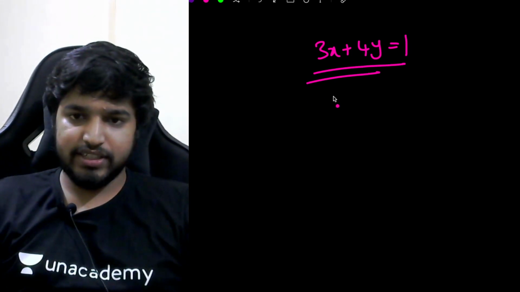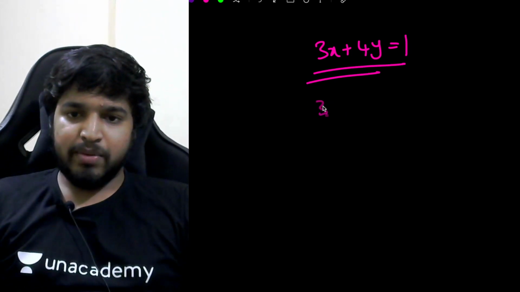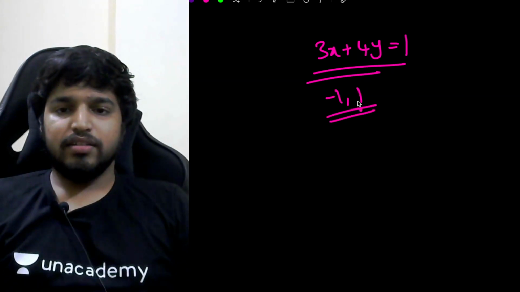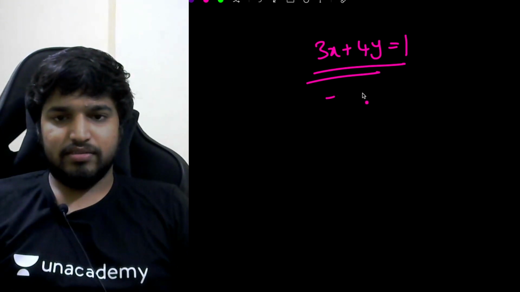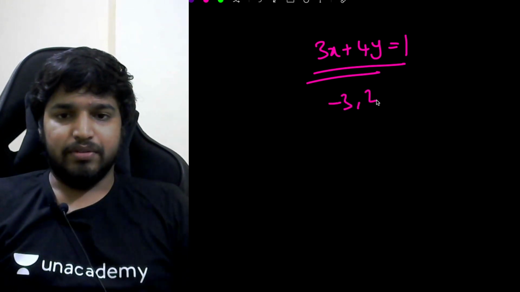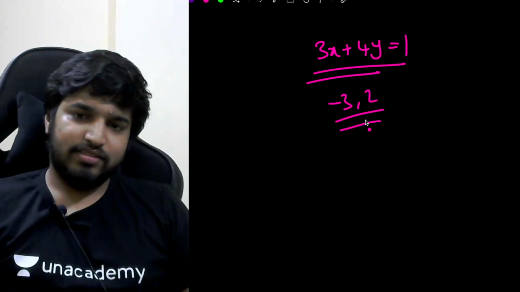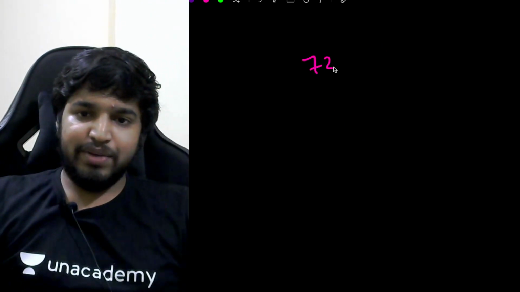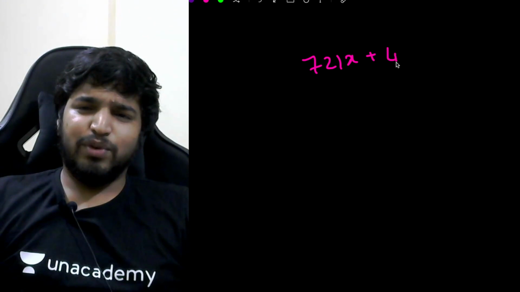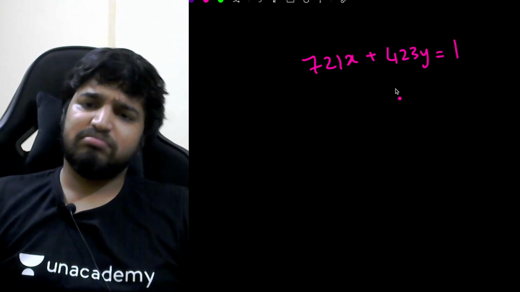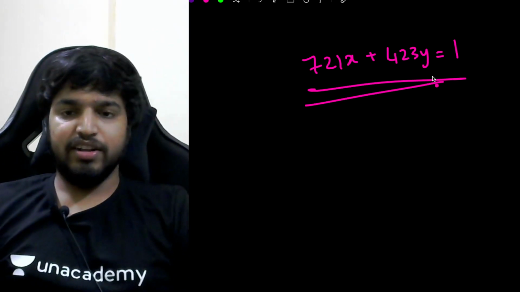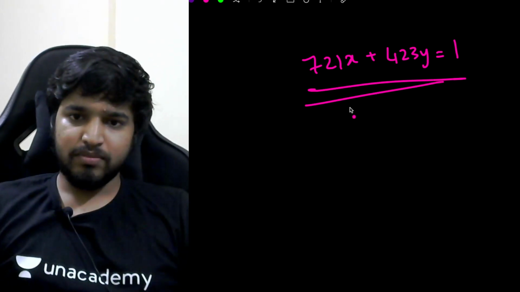You can see that one solution is 3 into minus 1 comma 1. Got it? And another solution is maybe, I guess, minus 3 comma 2. And so on. There can be many solutions. That's totally fine. How do you find it for large numbers like 721x plus 423y equals 1? This is the question. How will you solve it? It gets hard, right? You can't always substitute values.